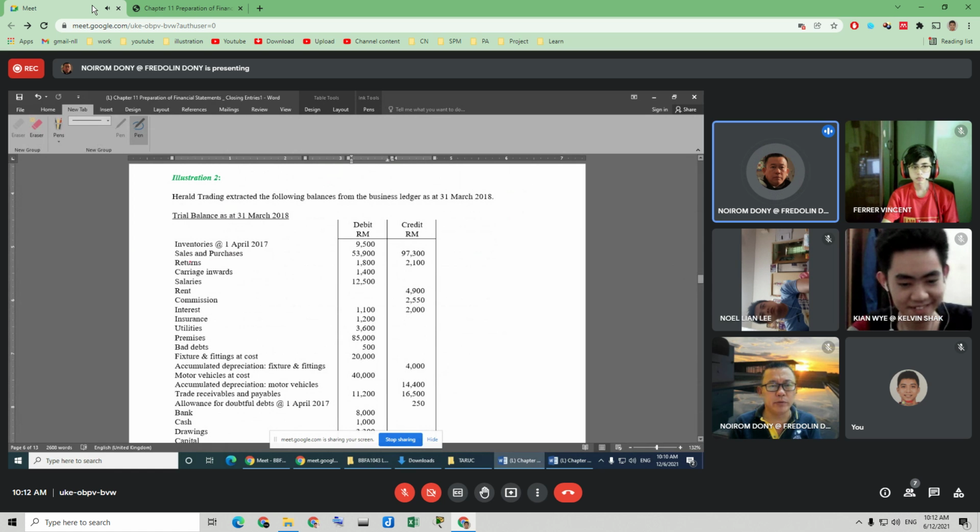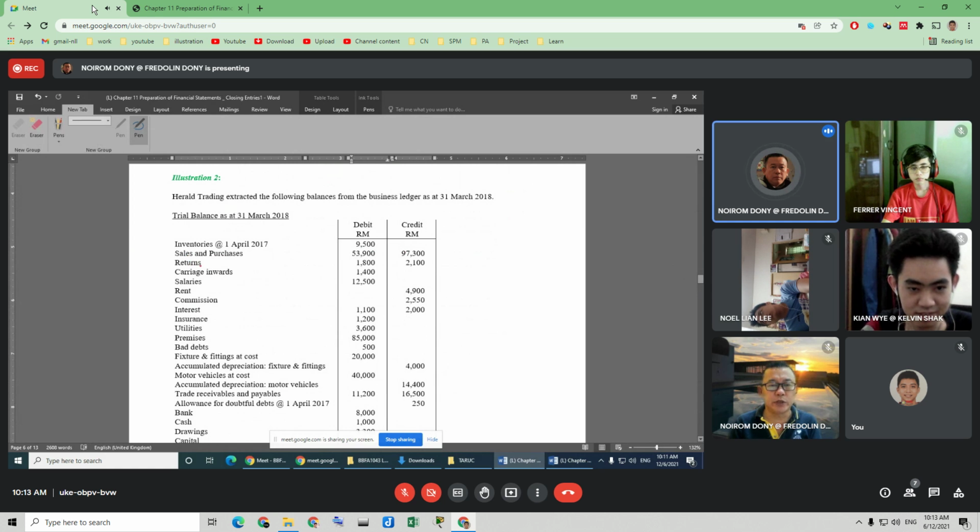Okay, so remember one thing, sales is revenue, a credit item, so it should be on the credit side. Purchases is expenses, a debit item, should be on the debit side. Debit item, debit side. Credit item, credit side. They purposely arrange it in such a way just to confuse you. You might think this sales amount is 53,900, but it's not. So just remember, sales is a credit item, revenue, so it should be on the credit side.